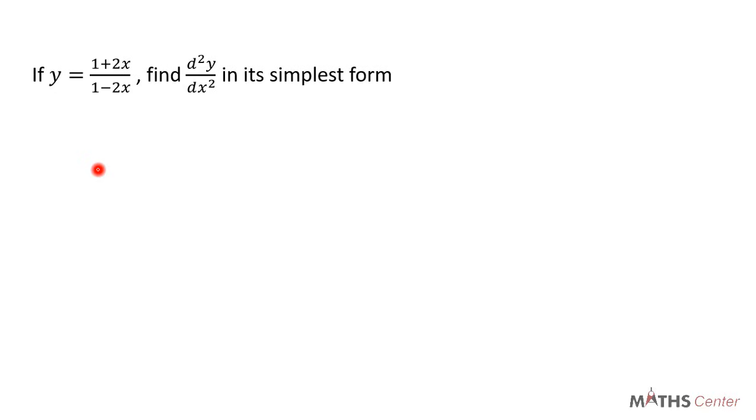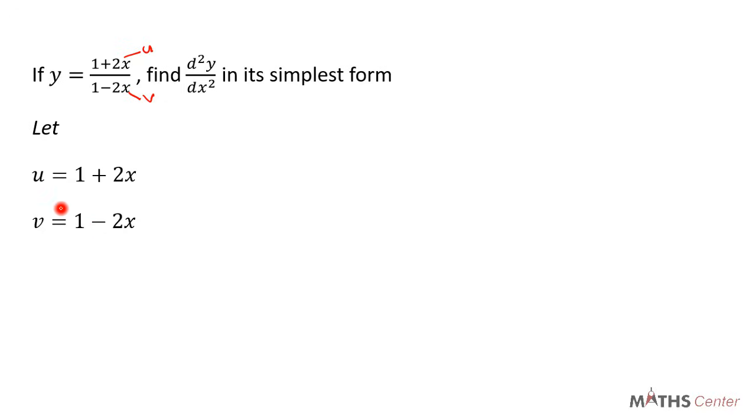Remember that from the quotient rule, we have v du dx minus u dv dx divided by v squared. And always the numerator is u, the denominator is v. So I'll let the numerator, which is 1 plus 2x, be equal to u, and the denominator, which is 1 minus 2x, be equal to v.